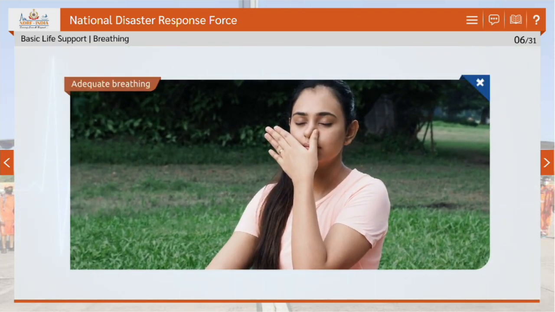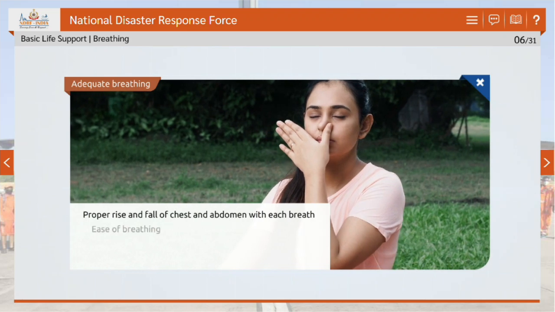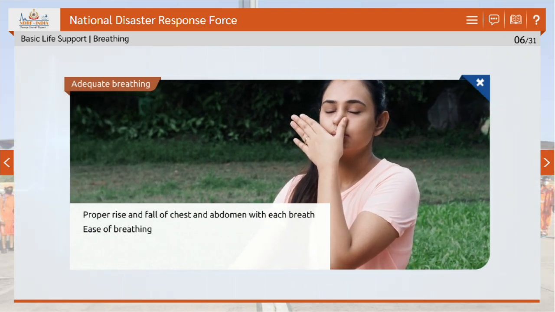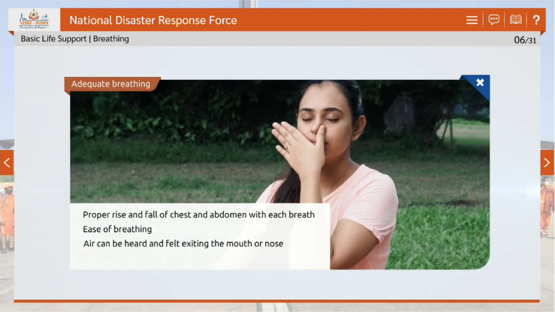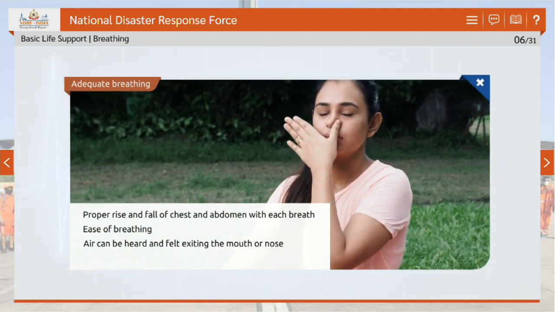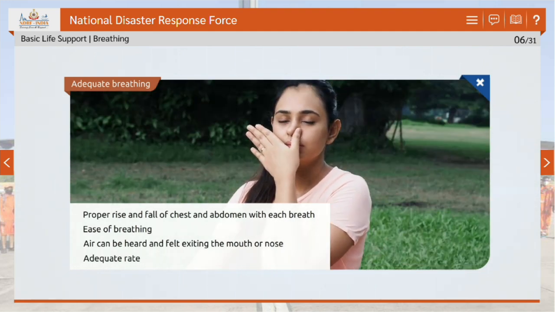Adequate breathing is when there is proper rise and fall of chest and abdomen with each breath. Air can be heard and felt exiting the mouth or nose. Breathing is effortless and breathing happens at an adequate rate.